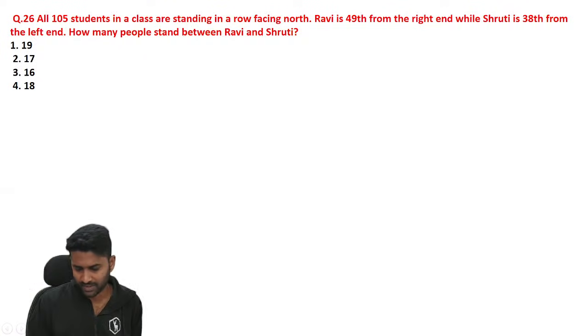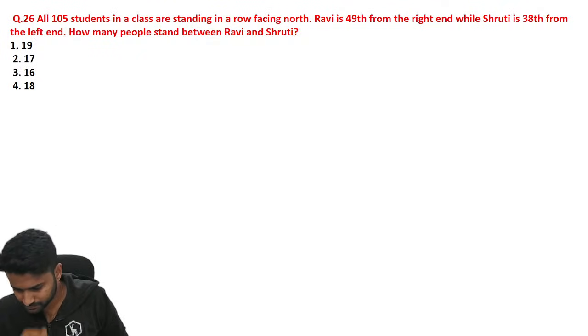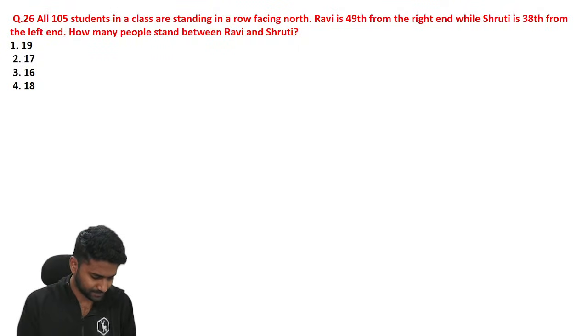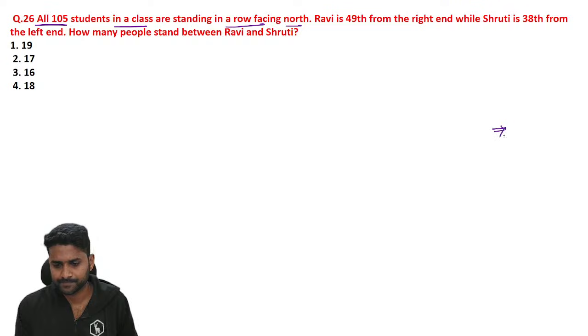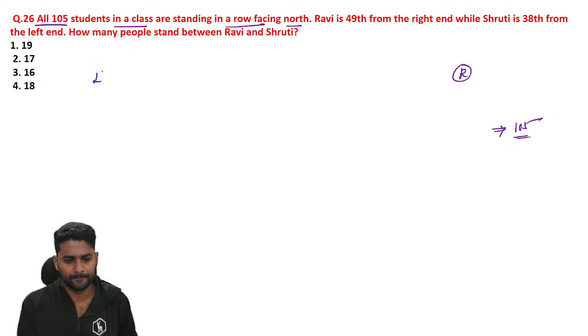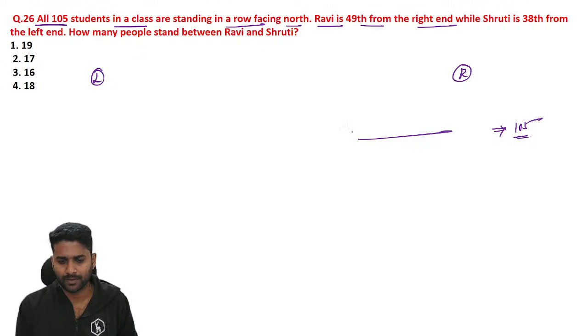See, one more question from the ranking concept. There are a total of 105 students in a class standing in a row facing north. Ravi is 49th from the right end, so 48 people are there. While Shruti is 38th from the left end.